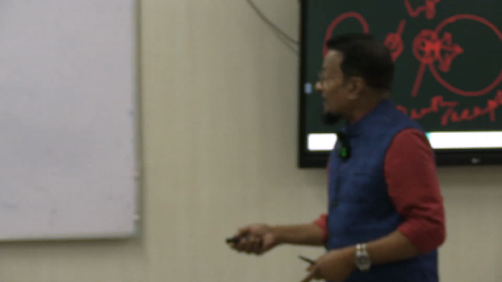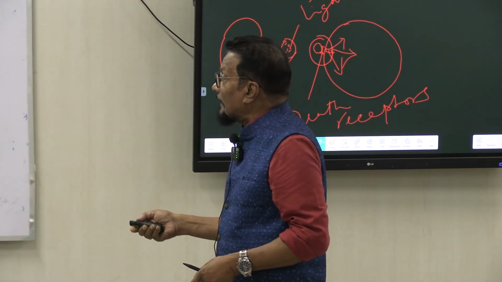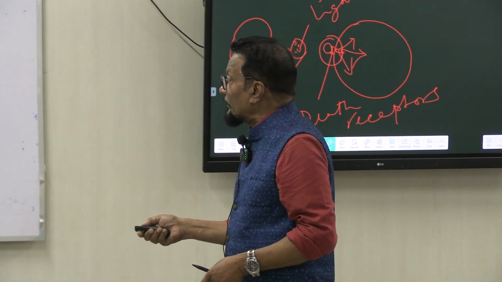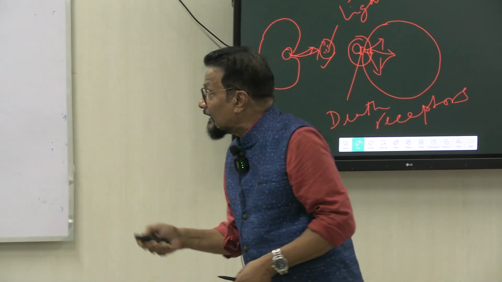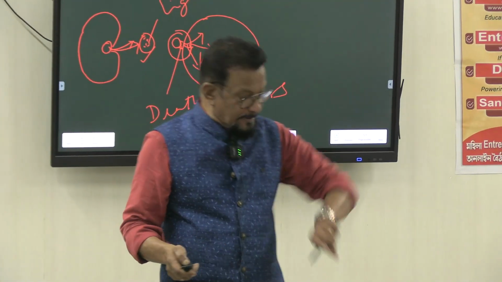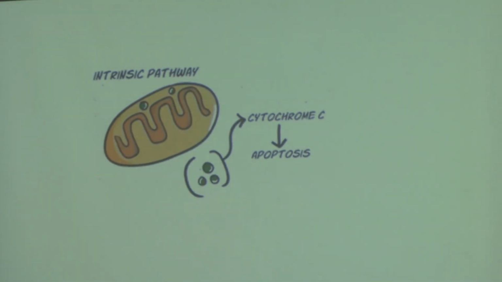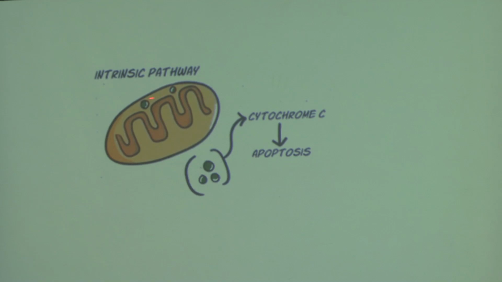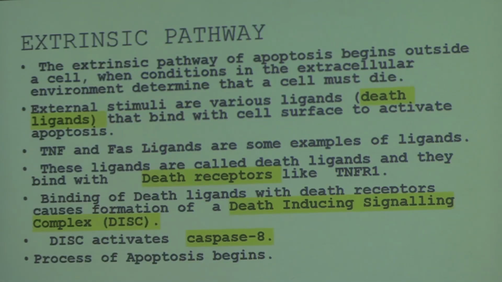Then cytochrome C combines with Apaf and forms the apoptosome. This apoptosome will activate caspases, and then the process of apoptosis begins. So that is the intrinsic pathway. In short, this is the binding site, and the apoptosome is released with cytochrome C, and apoptosis is started.